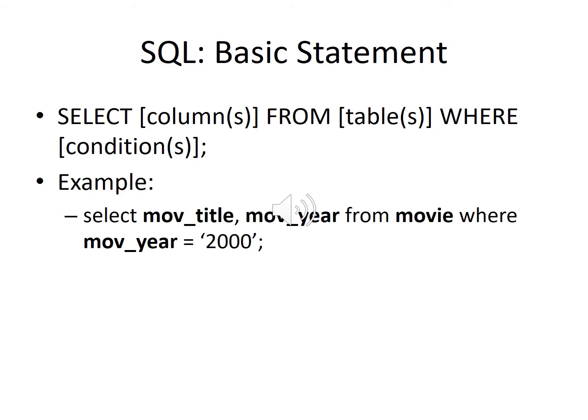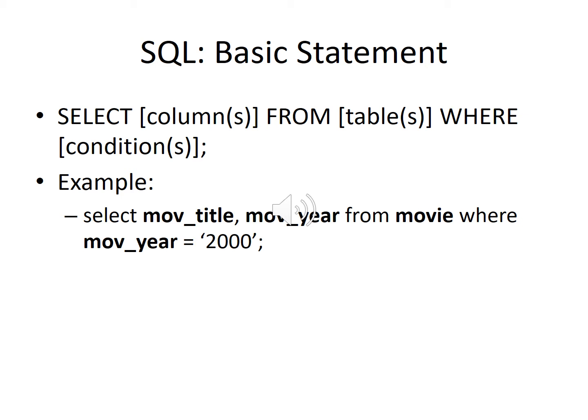So let's look at the basic SQL statement. You always start with the word select. Then you list the column or columns whose values you would like to select. Then you put the statement from, listing the table or tables in which those columns are located. Then you put in the statement where, and list the condition or conditions that you want to specify.